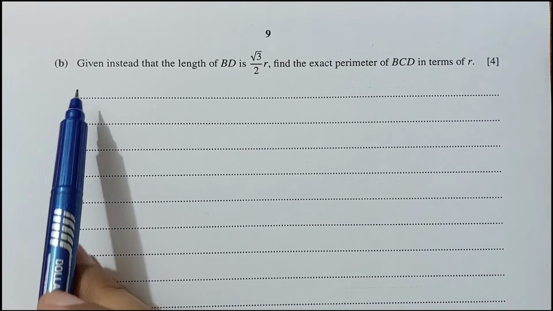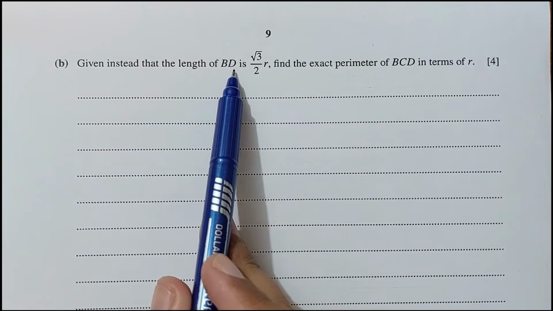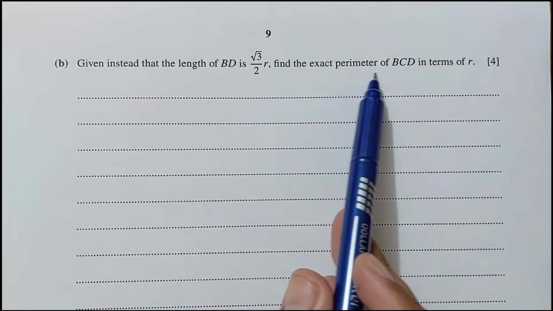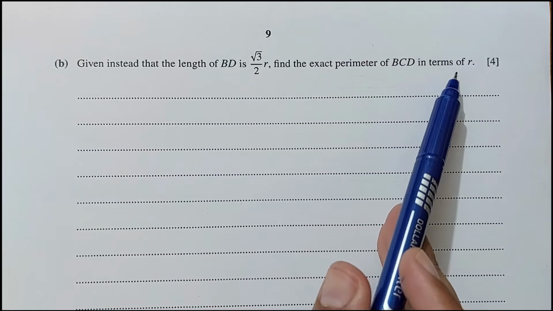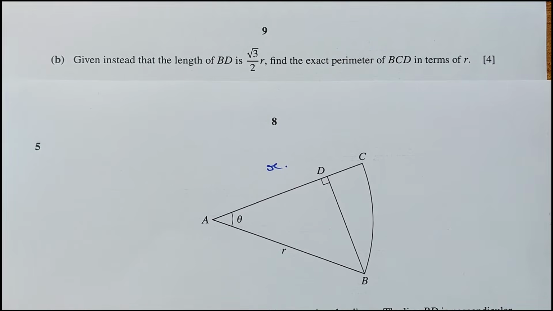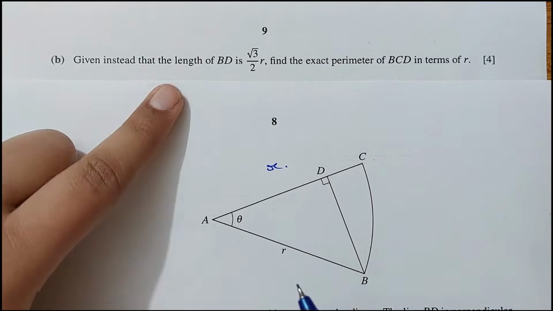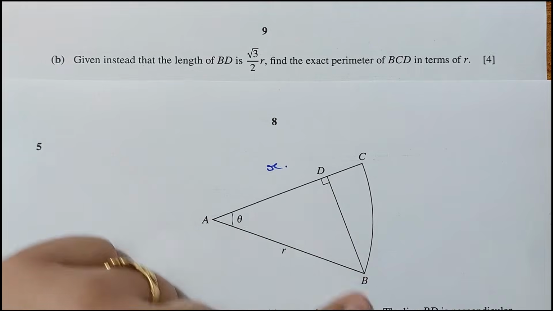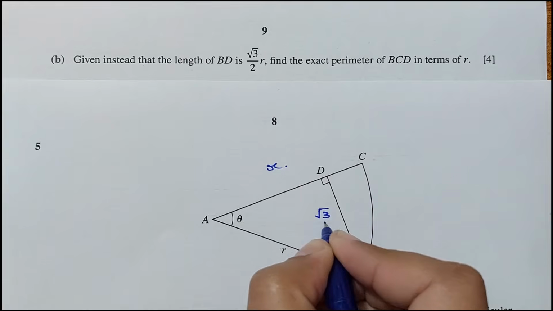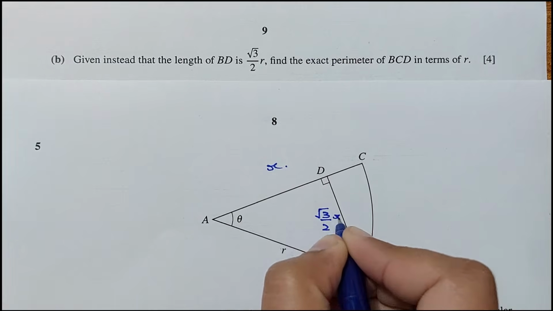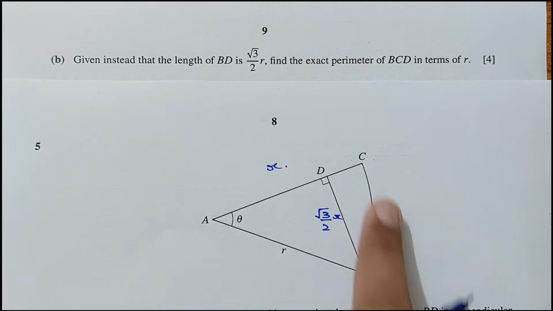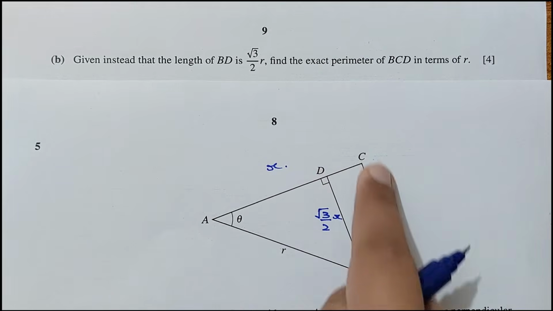Now for part B, given instead that the length BD is square root of 3 by 2 R, find the exact perimeter BCD in terms of R. Okay, so what do we have given? We have given the length of BD, B to D, and this is square root of 3 over 2 times R, right? And we have to find the exact perimeter BCD, this perimeter.